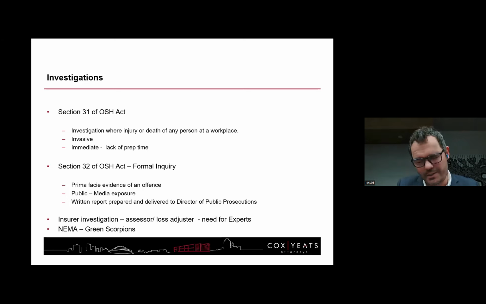Why is Section 31 so important? Because what happens is the investigator then drafts a report within the first month or so.